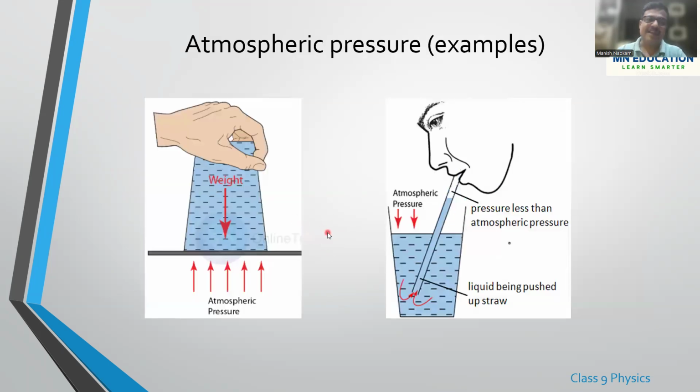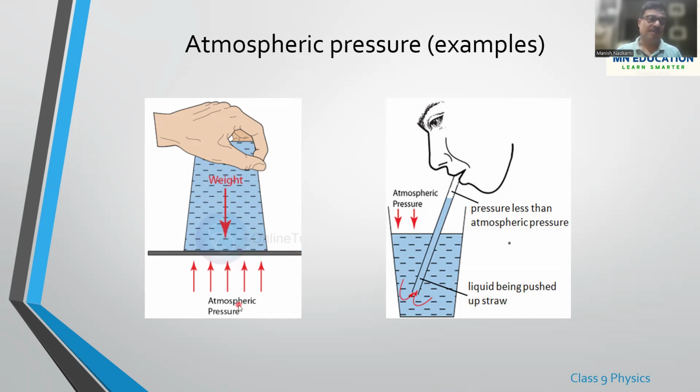Look at certain applications where you can actually see the effect of atmospheric pressure. Imagine a glass containing water. Take a glass full of water and cover it with some plastic sheet or some cardboard or something like that. And now if you reverse it, you invert it, you will find that even if you remove your hand from the bottom, that plastic sheet will remain stuck to the glass.